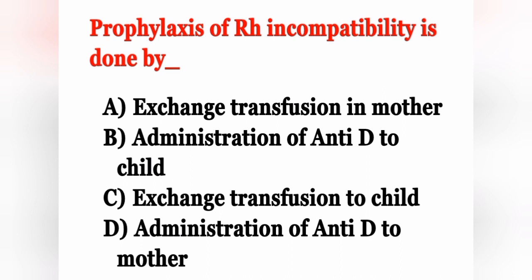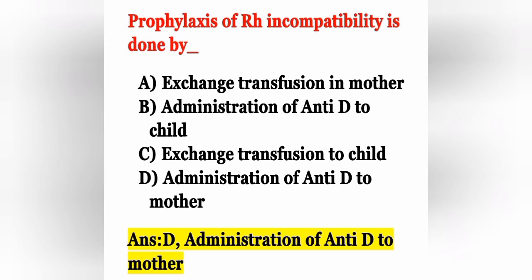Prophylaxis of Rh incompatibility is done by? Option A, exchange transfusion in mother. Option B, administration of anti-D to child. Option C, exchange transfusion to child. Option D, administration of anti-D to mother. The correct answer is option D. Prophylaxis of Rh incompatibility is done by anti-D injection to the mother.